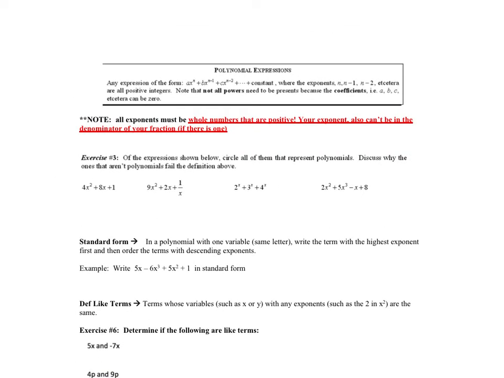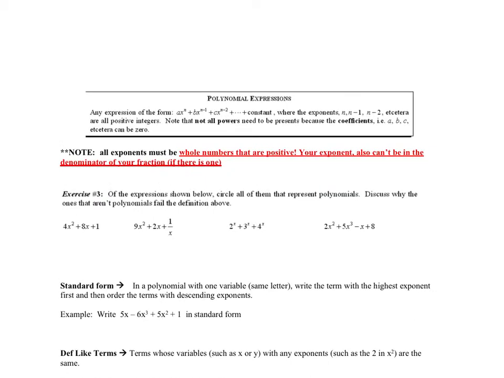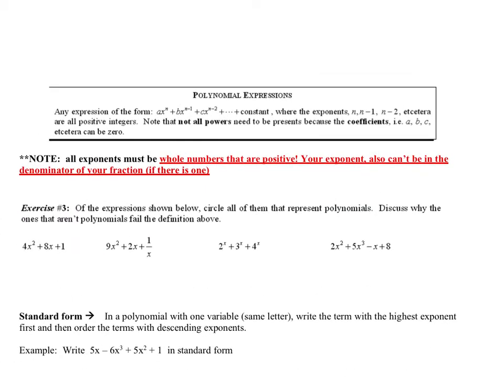So, polynomial expressions. The definition of a polynomial is any expression in the form of, time to get mathy on ya, ax to the n plus bx to the n minus 1 plus cx to the n minus 2 plus ... plus a constant, where the exponents n, n minus 1, n minus 2, etc. are all positive integers. Note, not all powers need to be present, because the coefficients a, b, and c can be 0. So basically what this means is if you have an expression with an exponent that's a number, x squared plus 5x plus 1, that's a polynomial. You can also just have x squared plus 1, that's a polynomial.